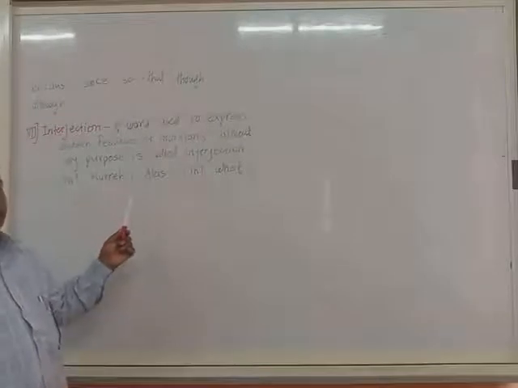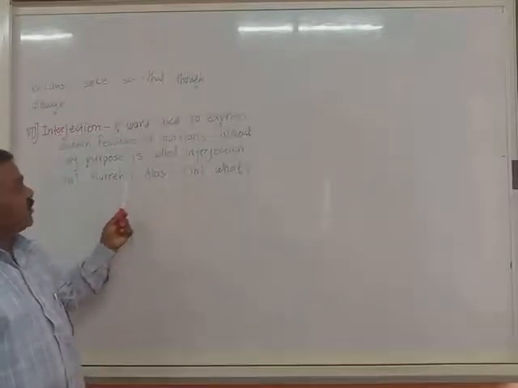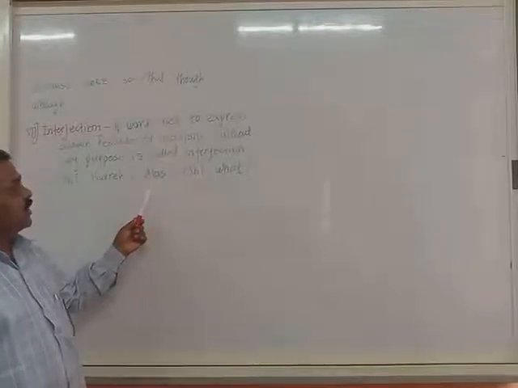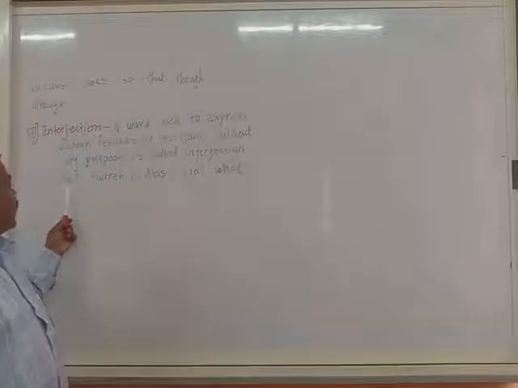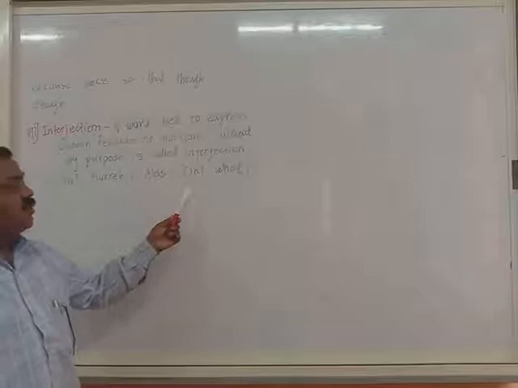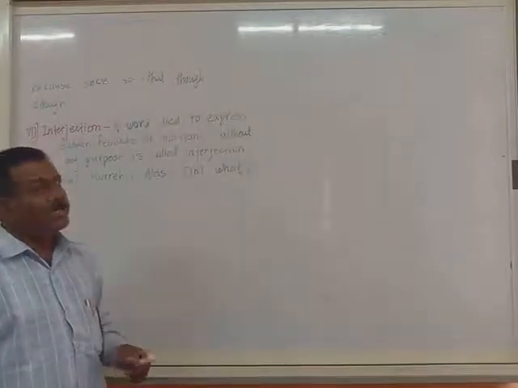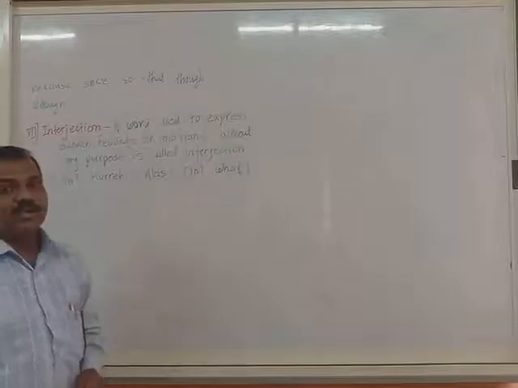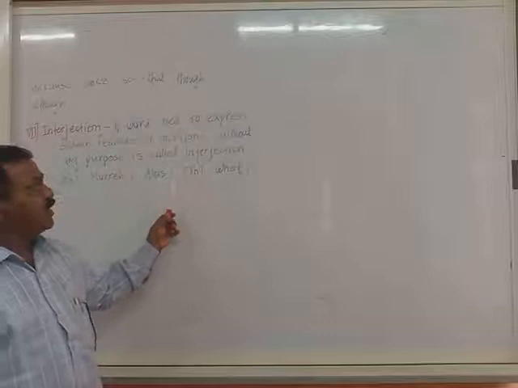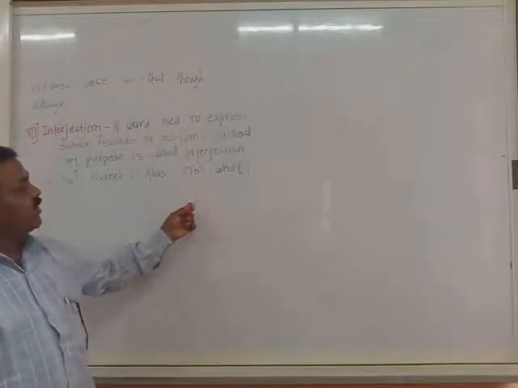After these interjections, we always use the exclamatory mark. And they are written separately in the sentences. They are not joined in any kind of sentences. They are not combined. For example, ah, hooray, alas, oh, what. Such words are used to express sudden feelings or emotions without any purpose. They are called interjections. They do not join with the other parts of the sentences. They are written very separately.